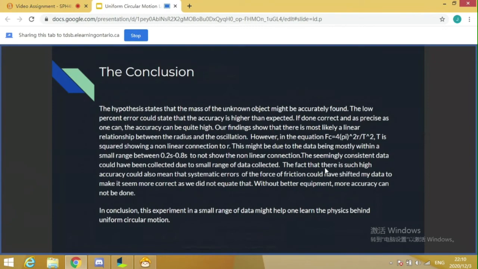The fact that there was such a high accuracy could also mean that the systematic error of the force of friction could have shifted my data to make it seem more correct, as we did not account for that. Without better equipment, more accuracy cannot be achieved. In conclusion, the experiment with a small range of data might help one learn the basics behind uniform circular motion.